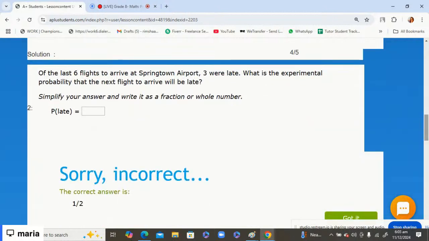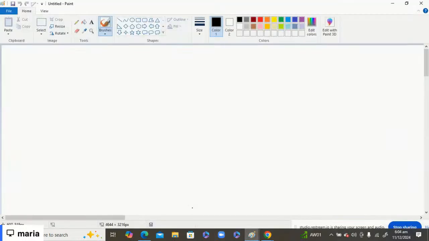Of the last 6 flights to arrive at Springtown airport, 3 were late. What is the experimental probability that the next flight to arrive will be late? Here the total flights are 6 and the late ones are 3. So 3 over 6. The total we always put in the denominator, and the interested thing we put on the top. 3 over 6, then just dividing: 3 times 1 is 3, 3 times 2 is 6, and 1 by 2 is your answer.